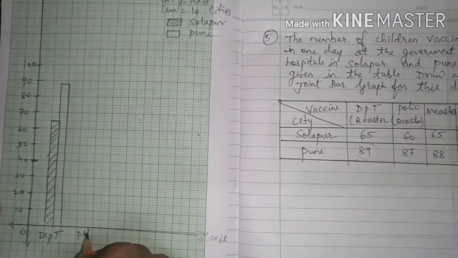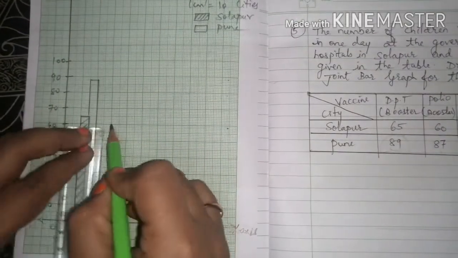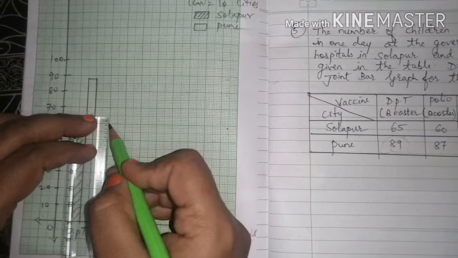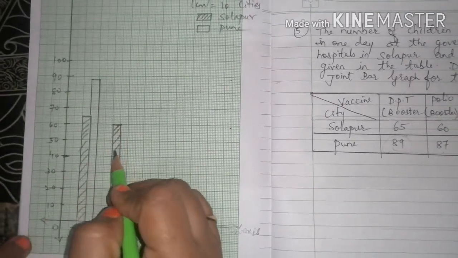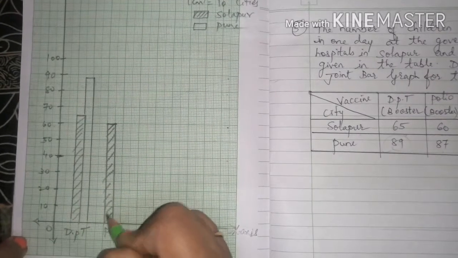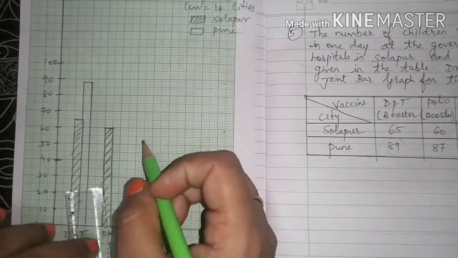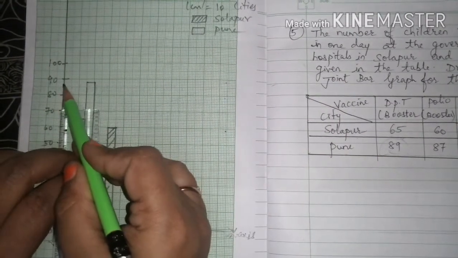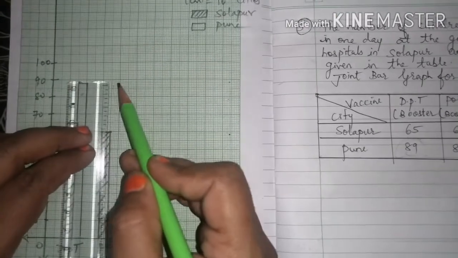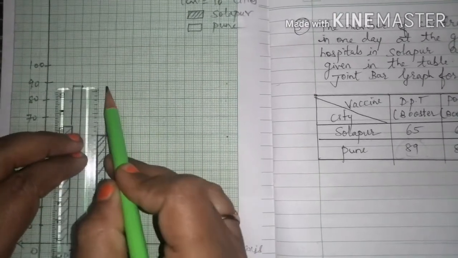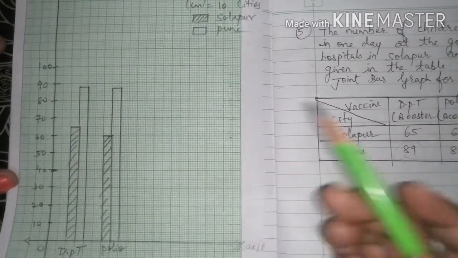Polio booster. Solapur it is 60. So here it is 60. So this one is 60. Shaded. Solapur we have shown in shaded part. Pune it is 87. So above 87 lines, 5, 6, 7 lines. So this one is city of Pune.